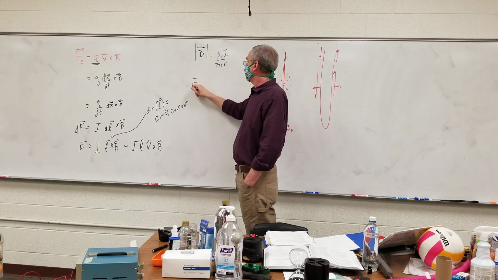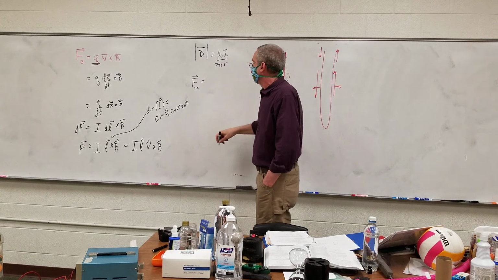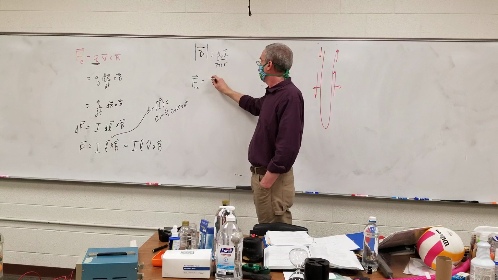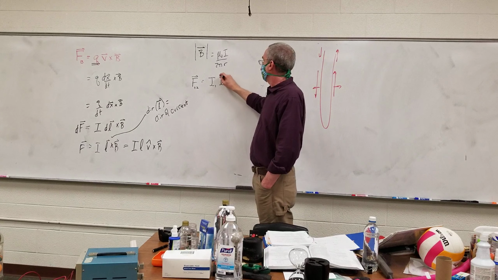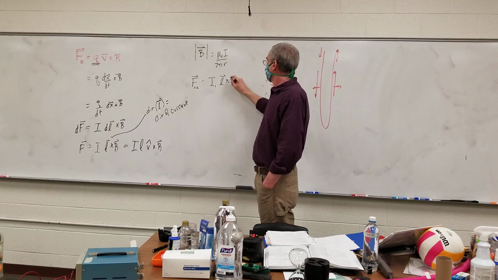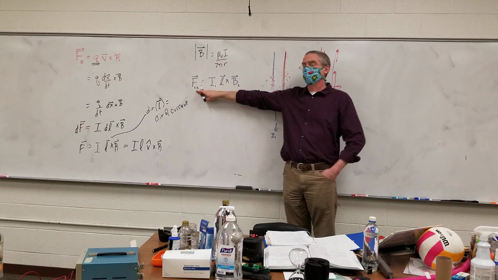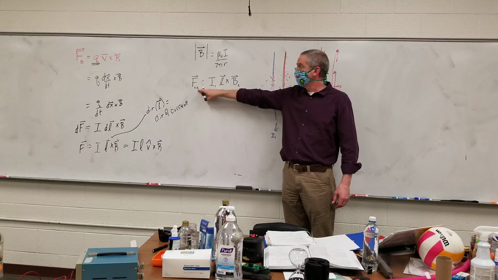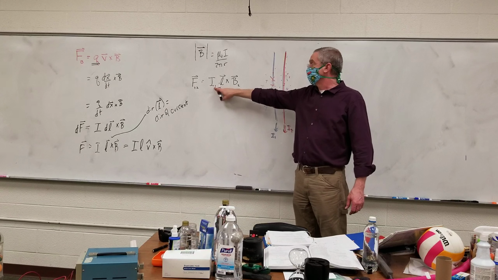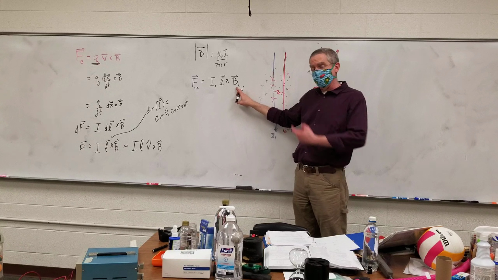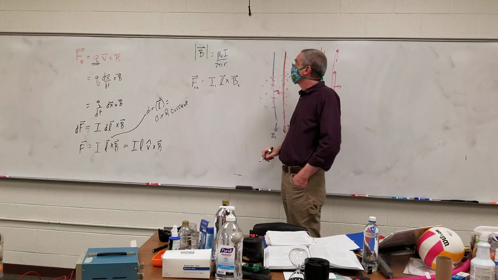So the force on, we'll just say 1 from 2, would be current 1 L cross B2. So this is the force on the wire carrying current 1 from the wire carrying current 2. And so it's the current 1, and that's the magnetic field created by 2.